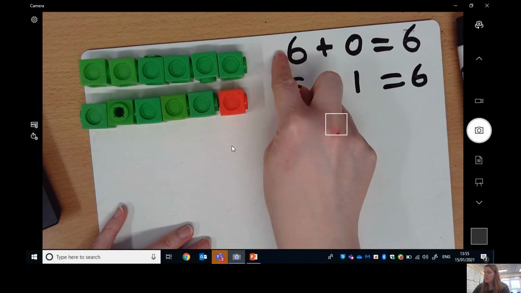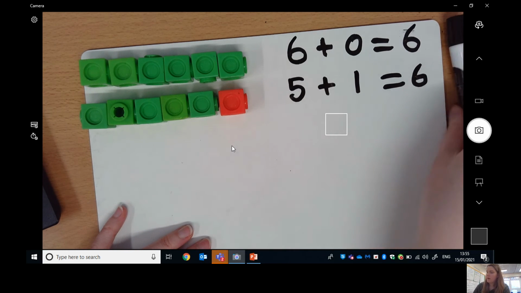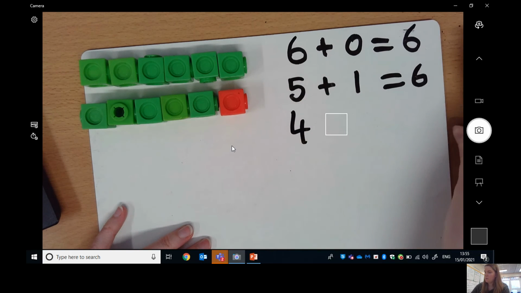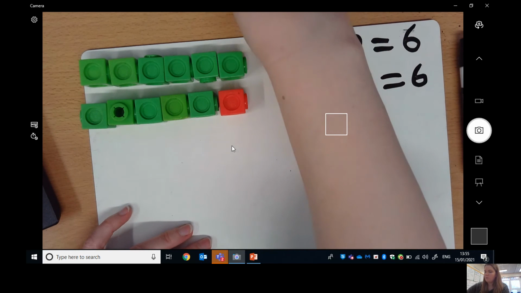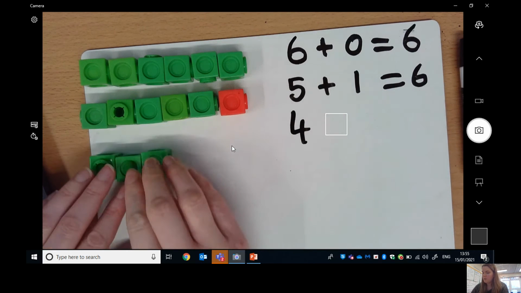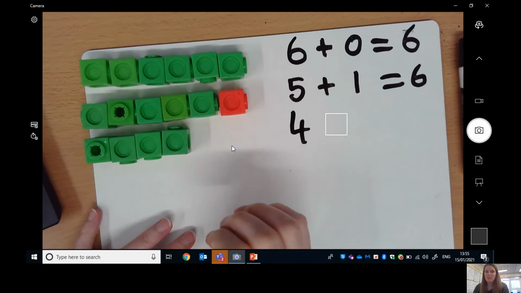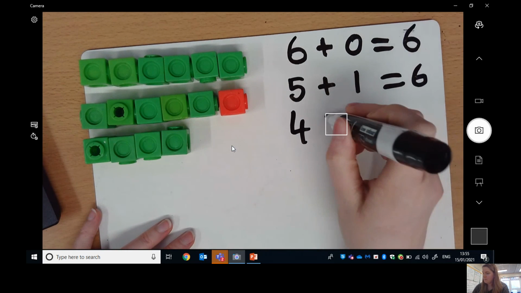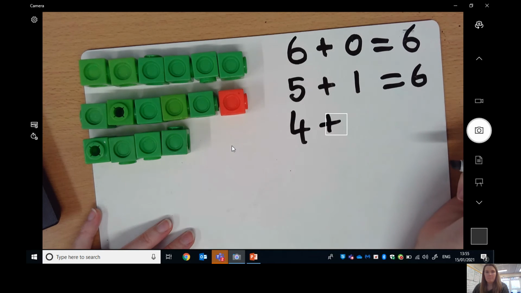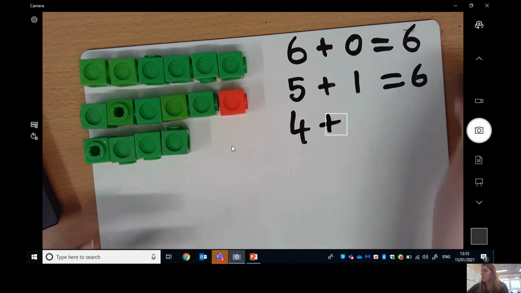Because look, 6, 5. Okay, let's try 4. I'm going to write that down to help me remember. 4. So I need to get 4 cubes. 1, 2, 3, 4. I've got my 4 cubes. What do we think we need to add? 3. Okay, I'm going to add 3.